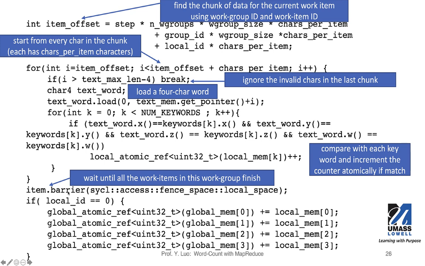After that, we have another barrier. This barrier will make sure that every work item finishes before it moves on to the next local reduction phase. The local reduction phase will just use one of the work items, work item 0, to accumulate the results from the local counters to the global counters. Note here we're similarly using an atomic operation on the variables in global memory, and we accumulate with the corresponding counters we counted in the local memory by the work items.